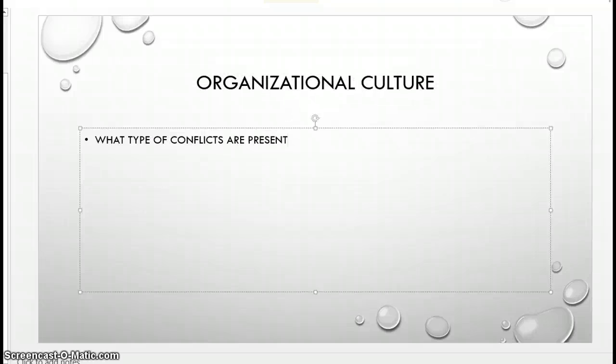The last characteristic of the organizational design is the organizational culture. One thing that I thought it would be good for you to include in the analysis of the films you're looking at under culture is what type of conflicts are present. In each of the films that are pre-selected, there is some type of central conflict that is part of the culture of the organization.